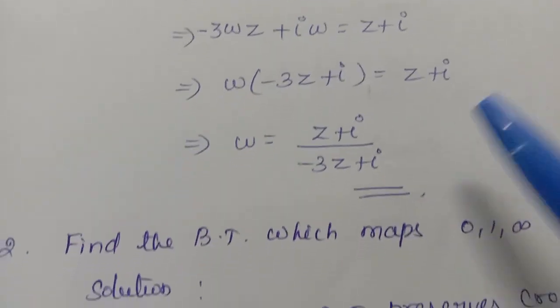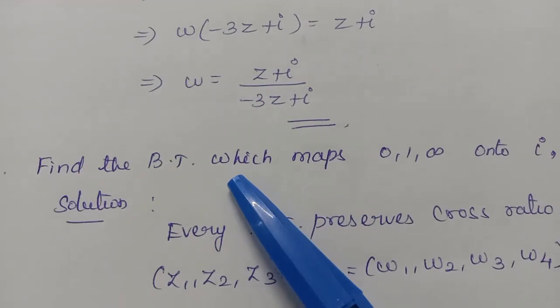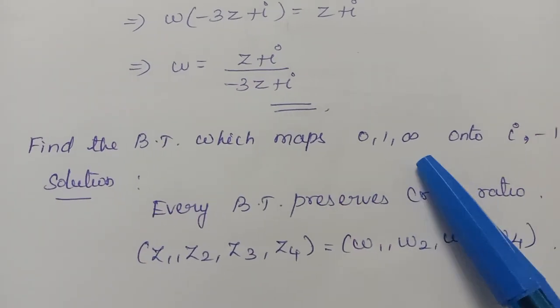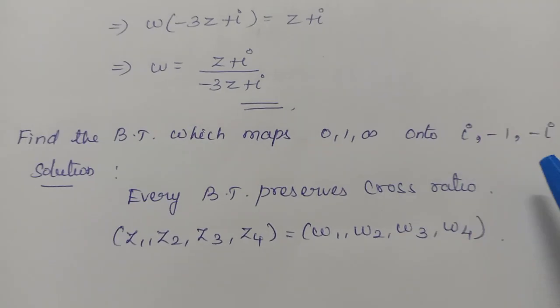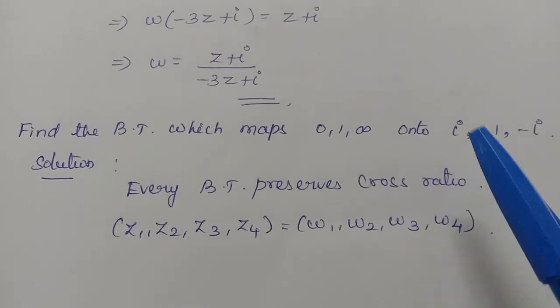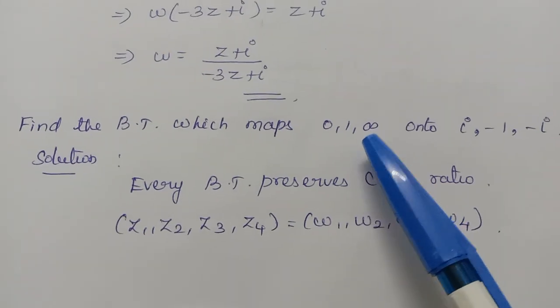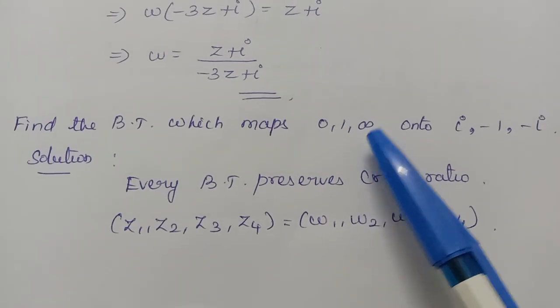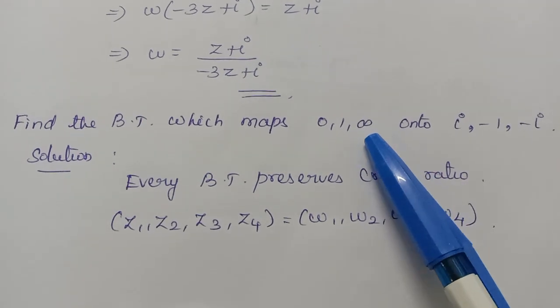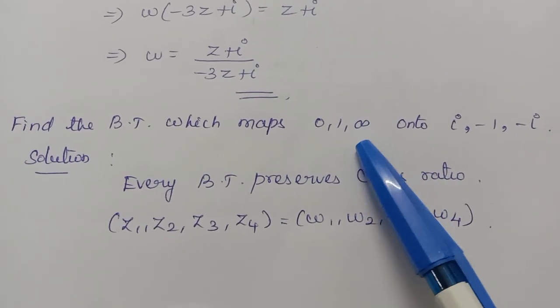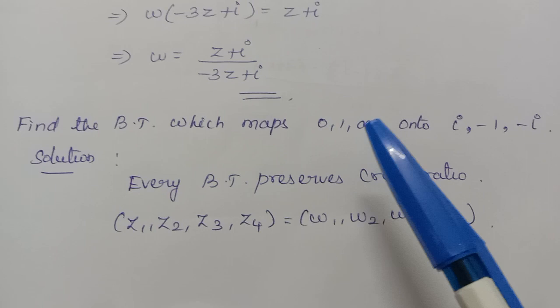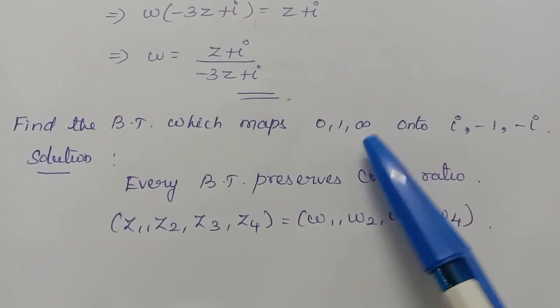Okay, that's all. Next problem: find the bilinear transformation which maps 0, 1, infinity onto i, -1, -i. This is similar to the previous problem, but the difference is that here I have infinity. In the previous video I explained that the bilinear transformation is a bijection from the extended complex plane onto itself.